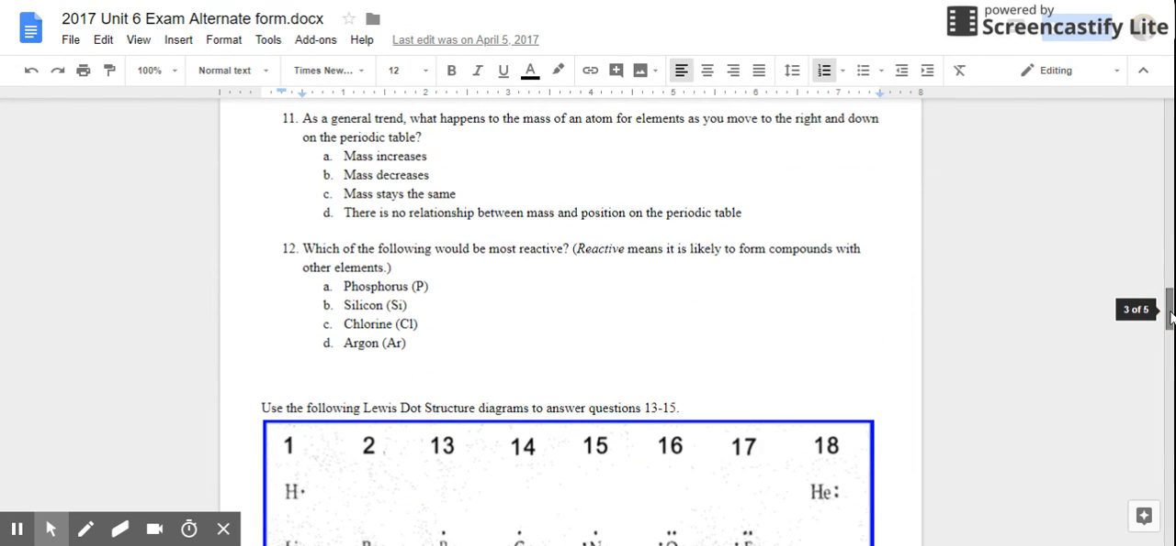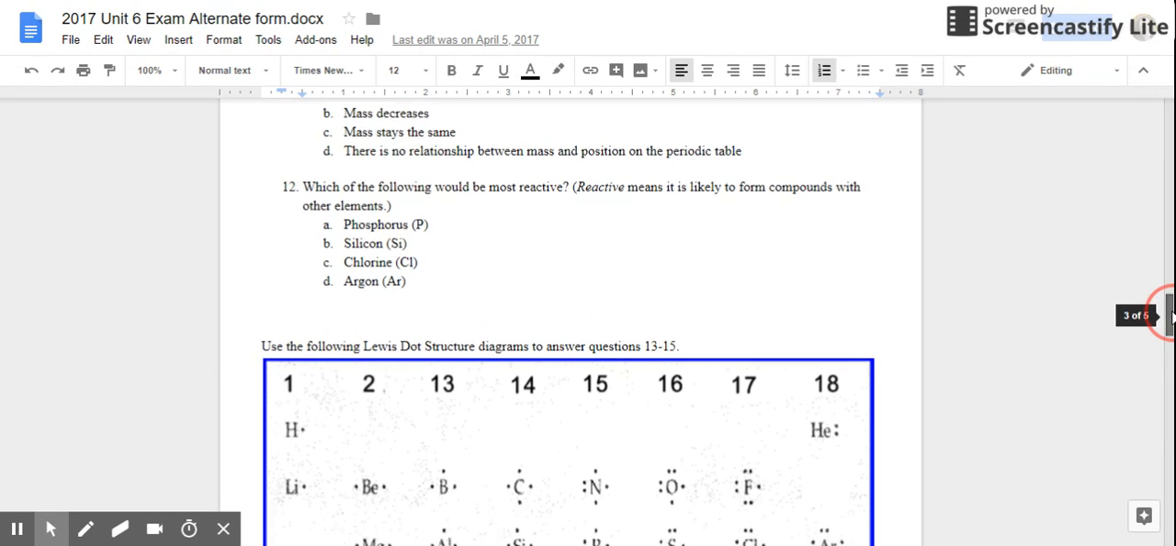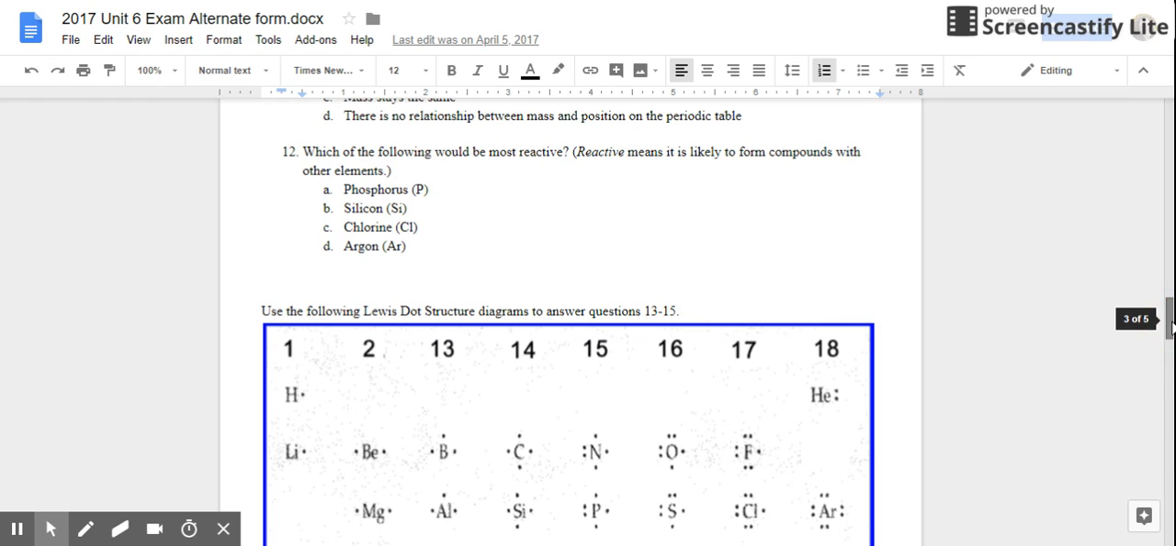Question 11. As a general trend, what happens to the mass of an atom for elements as you move to the right and down on the periodic table? A, mass increases; B, mass decreases; C, the mass stays the same; D, there is no relationship between mass and position on the periodic table. Number 12, which of the following would be the most reactive? Reactive means it's likely to form compounds with other elements. A, phosphorus; B, silicon; C, chlorine; D, argon.